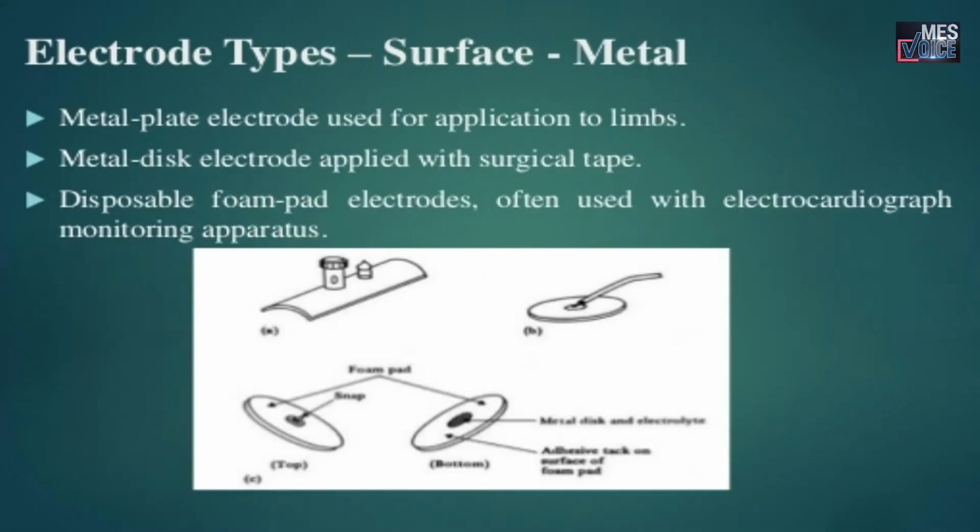So next we will see surface metal electrodes. Here the metal plate electrode is used for application to limbs. The metal disc electrode is applied with surgical tape. Disposable foam pad electrodes are often used with electrocardiograph monitoring apparatus. Here the diagram shows some surface electrodes.